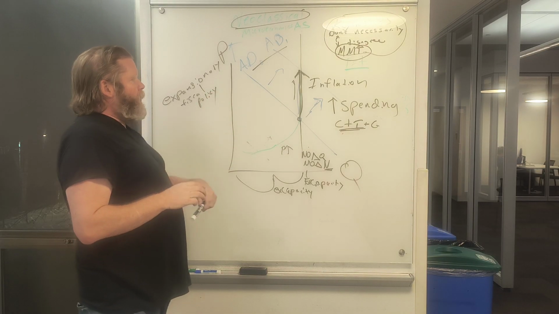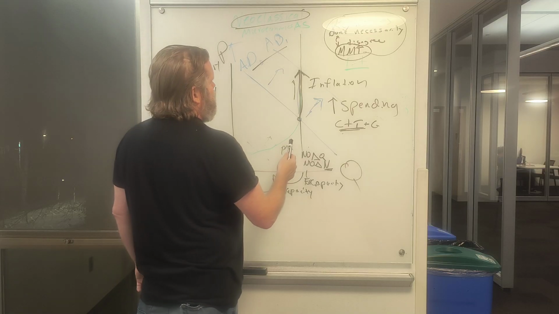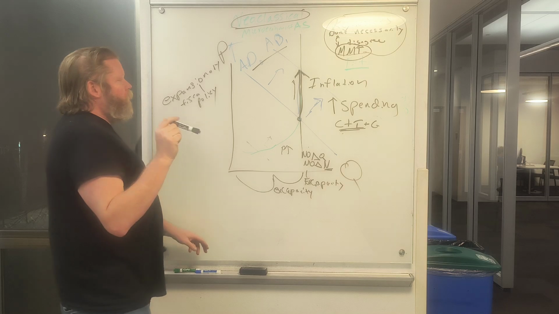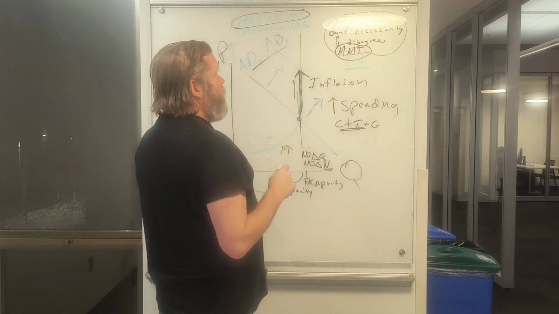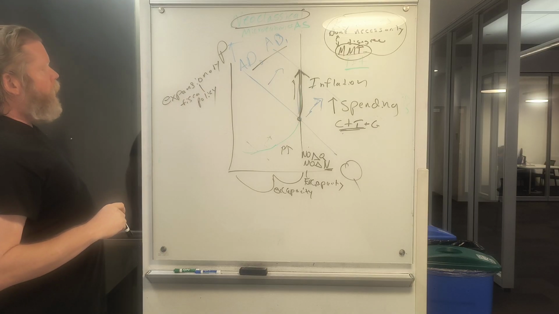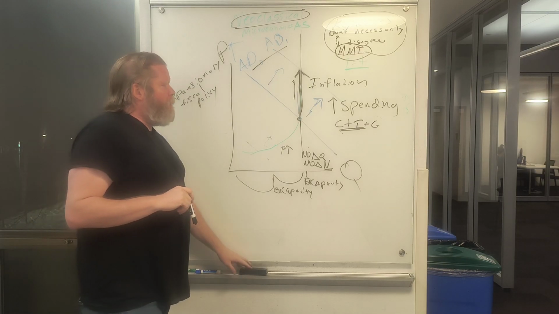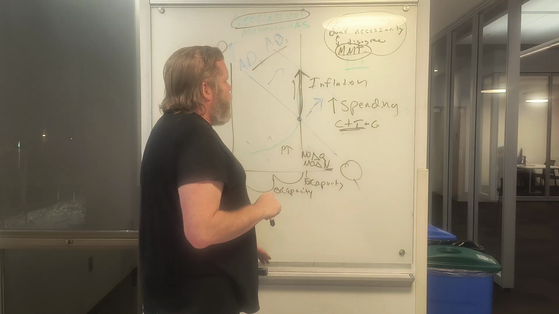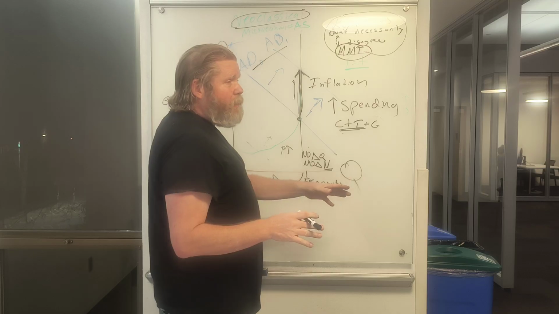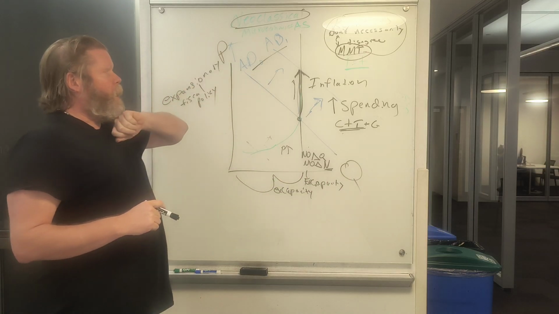If we're at full capacity and demand increases, what do we get? Inflation. So now the question might be, and this is something that MMT is really big on, if we have inflation, then what can government do? Now, there's a lot of monetary stuff. That's kind of the more neoclassical way of looking at it.